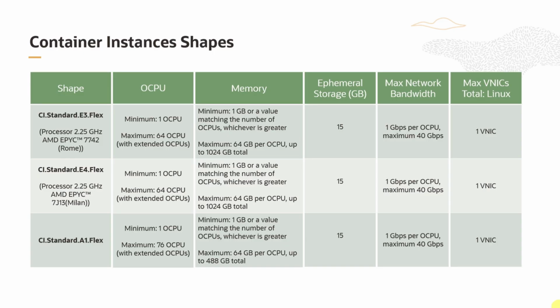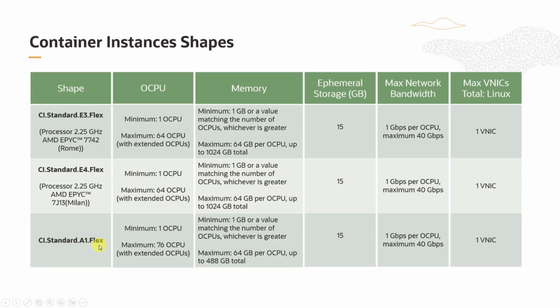In OCI, container instances offer various shapes, each designed to suit specific workload demands. You have the choice of CI standard E3 flex, CI standard E4 flex, and CI standard A1 flex shapes. One standout option is the flexible shape, granting you the freedom to adjust number of OCPUs and memory allocation when initializing your container instance. This adaptability empowers you to fine-tune performance and cost effectiveness by aligning the container instance precisely with your workload requirements.